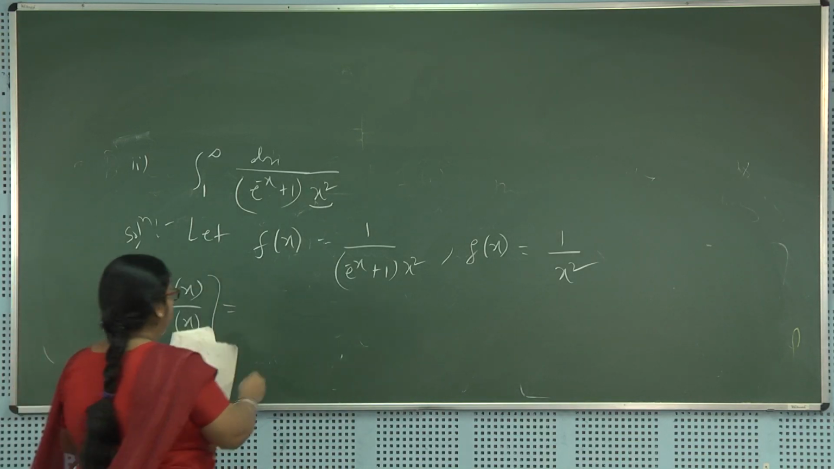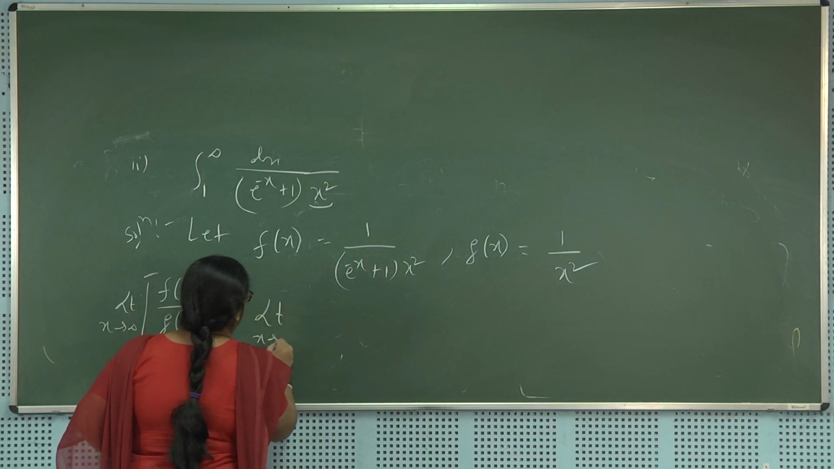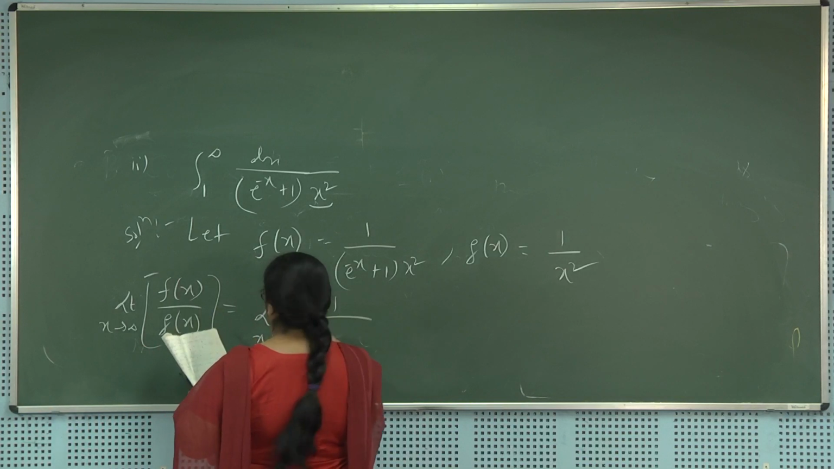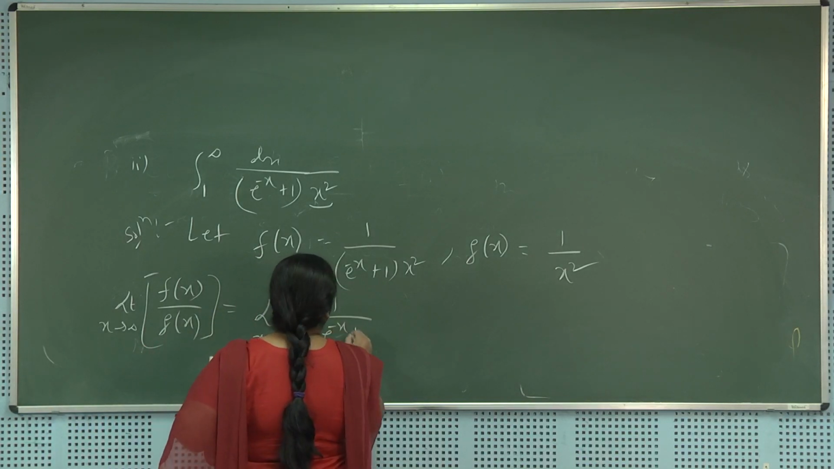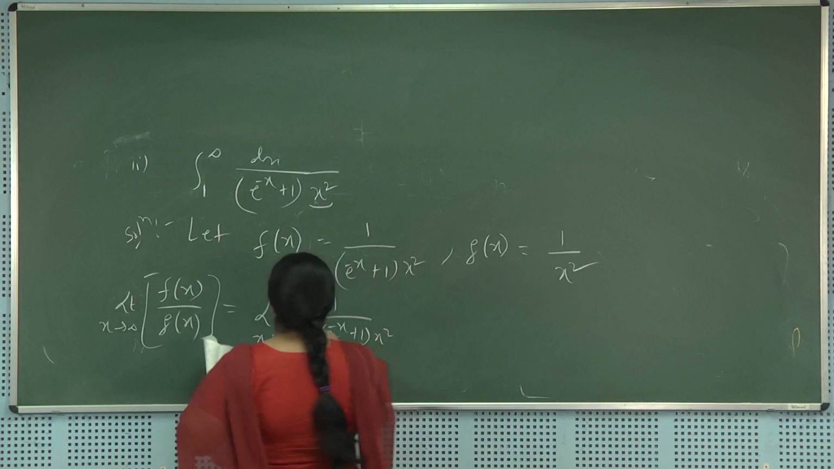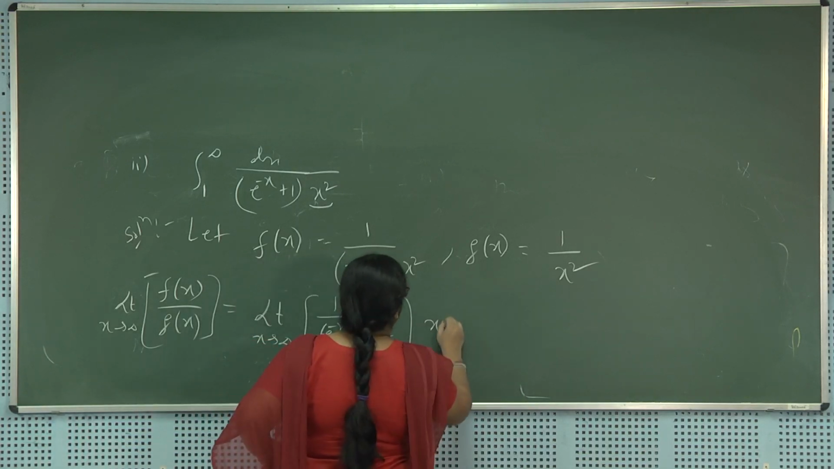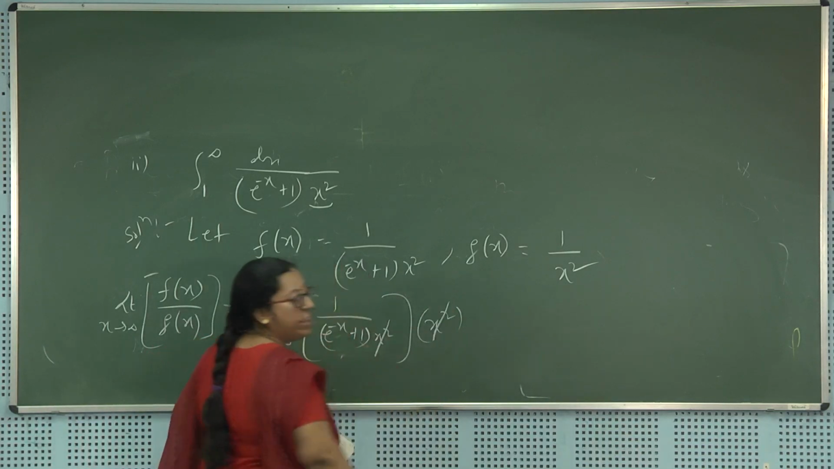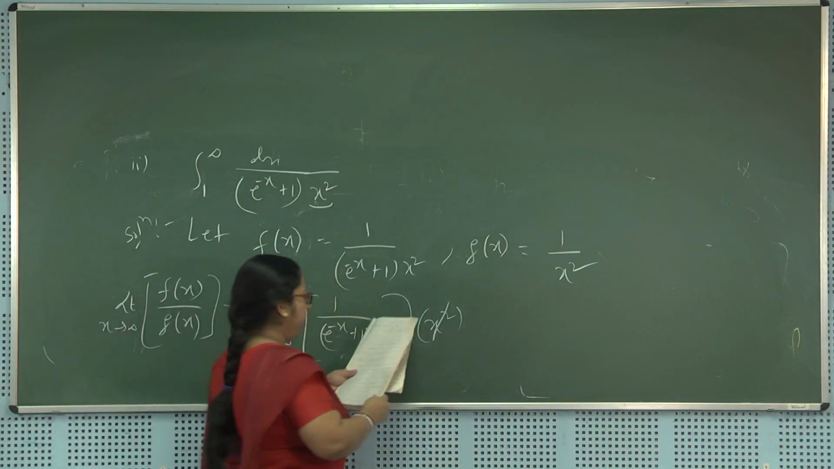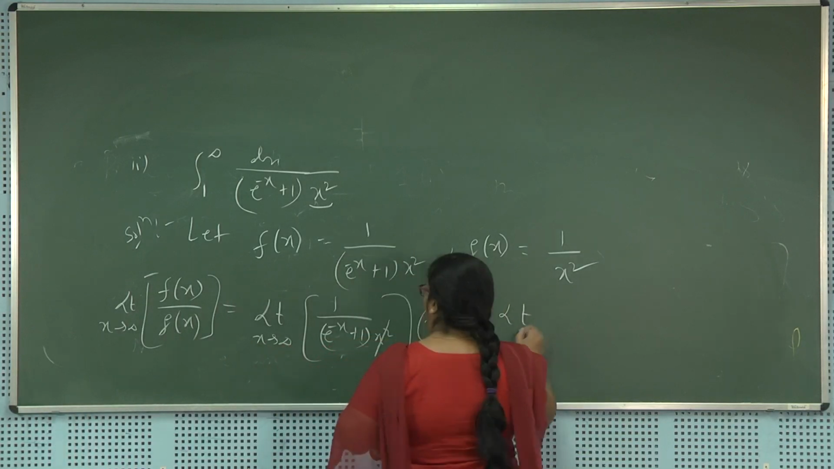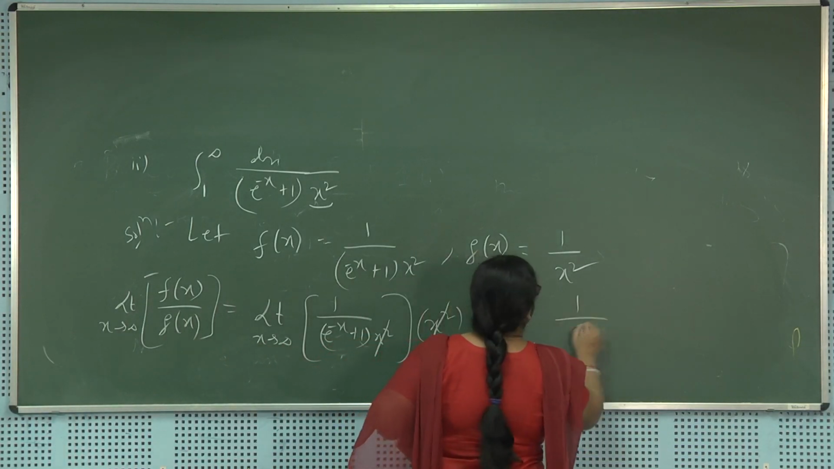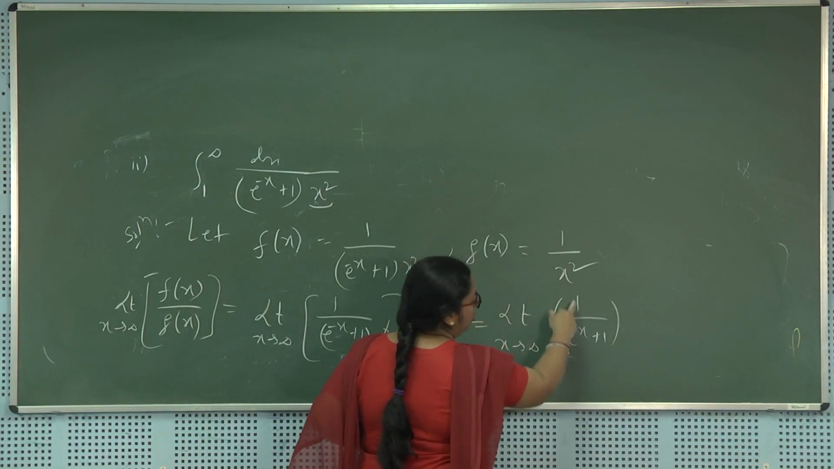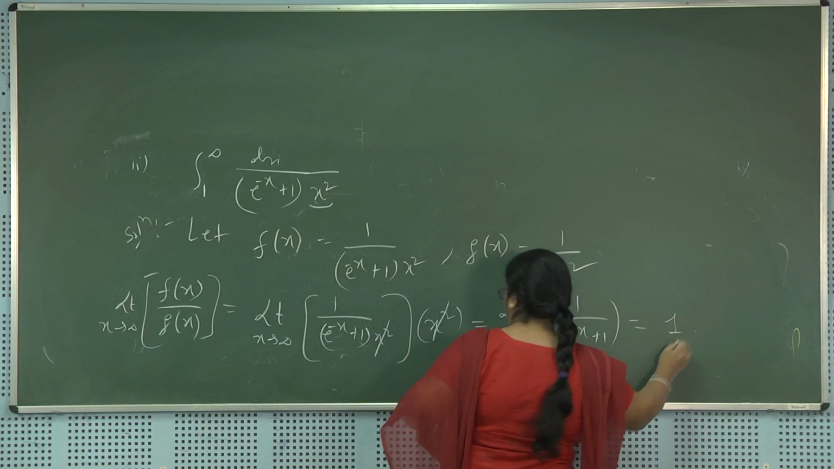So, limit x tends to infinity according to our comparison test. This is the function f(x) = 1 by e to the power minus x plus 1 into x square, and if we just reverse it, it is x square. X is approaching infinity, so not yet reached. So, you can cancel x square. Whatever is left is limit x tends to infinity 1 upon e to the power minus x plus 1. If you put infinity, this term is 0. So, 1 by 1 is 1. 1 is the limit. So, we are fine.